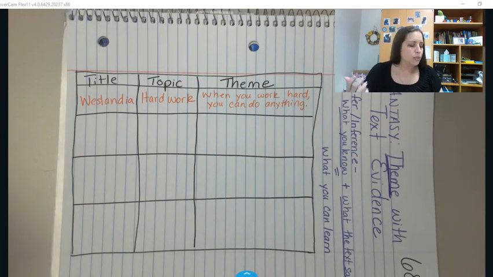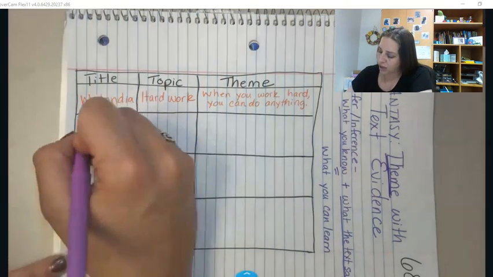All right, next book we're going to talk about is the wonderful, the one, the only, The Lorax.